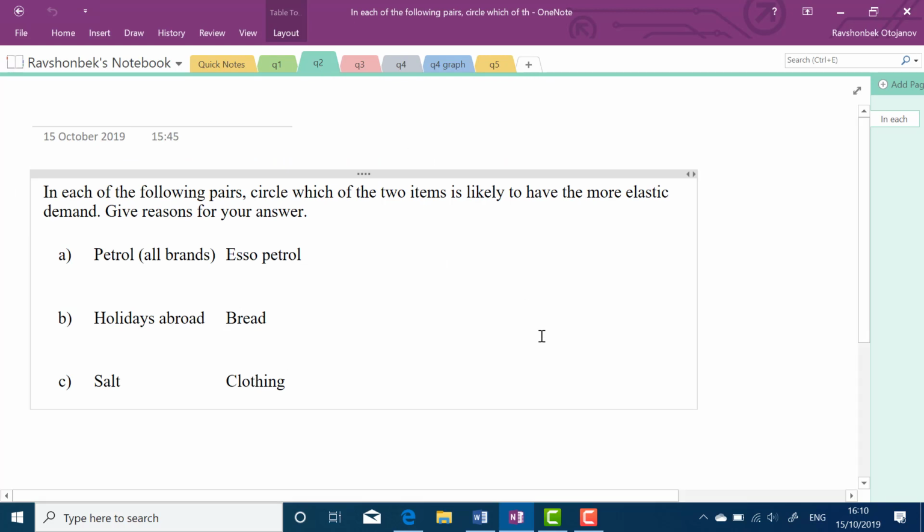So you have A, B, C in each of the following. You have to circle the one product that commands elastic demand, that has a high likelihood of elastic demand. So spend the next 3 minutes talking to the next person, and then I'll pick. Those who have had a chance to speak will not be picked. Those who haven't will be asked to answer. So go ahead, help each other, please.